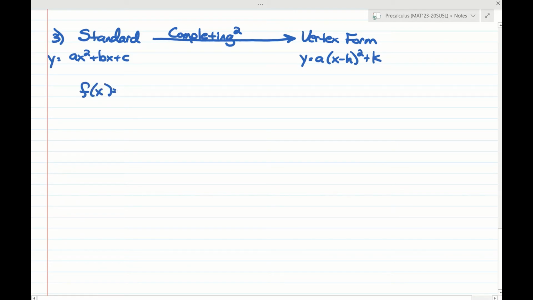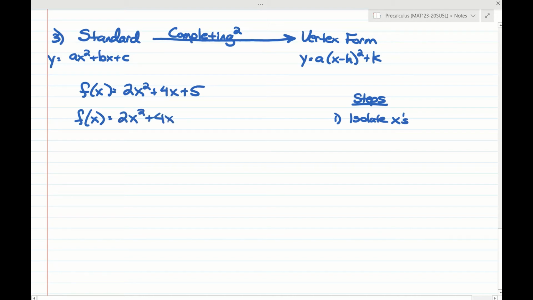f of x is equal to 2x squared plus 4x plus 5. All right, so when we were talking about quadratic equations, we said that completing the square is a technique we could use to force something to factor. So let's go through our steps. First step was we isolate the x's. So we get 2x squared plus 4x, and we'll just get 5 out of the way.